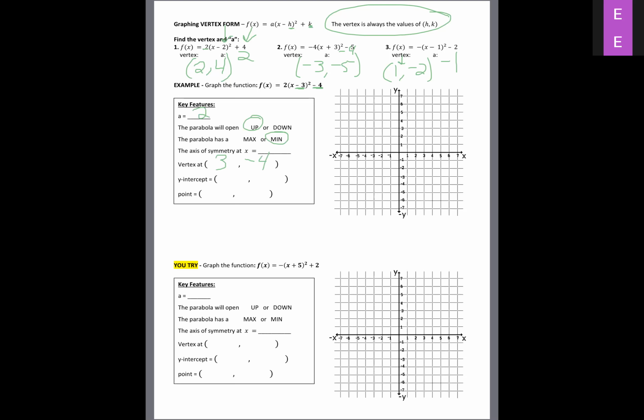So the y-intercept, it's not quite as intuitive as it was in standard form.